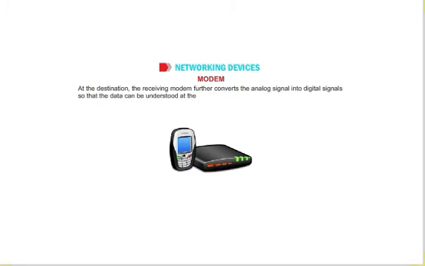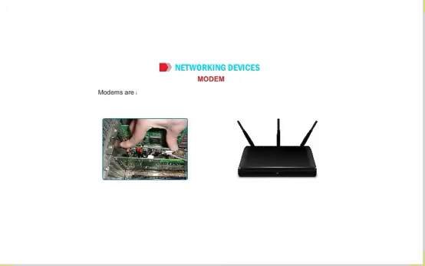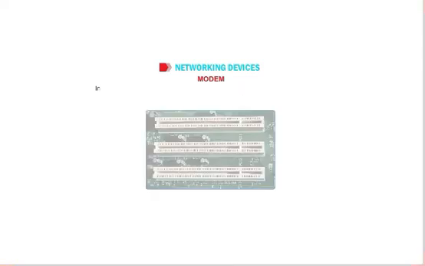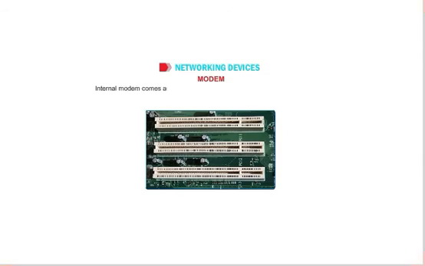Modems are available in two categories. First, internal modem. Second, external modem. The internal modem comes as a separate part that is installed on the PCI, peripheral component interconnect, slots available on the motherboard. And the external modem is connected externally to a computer.